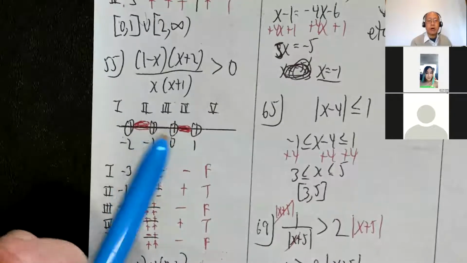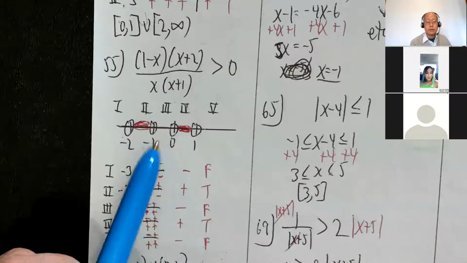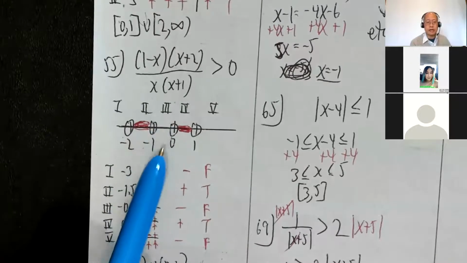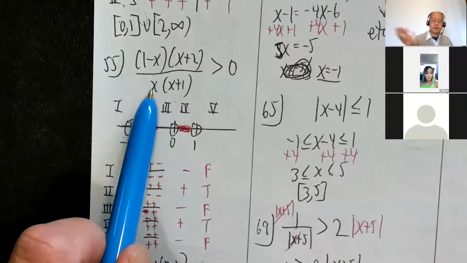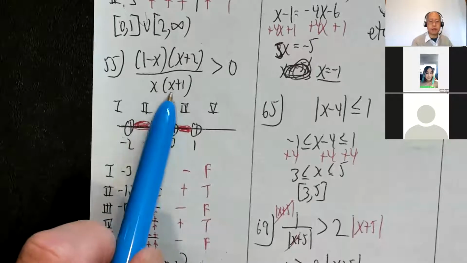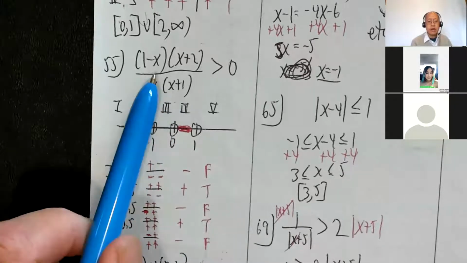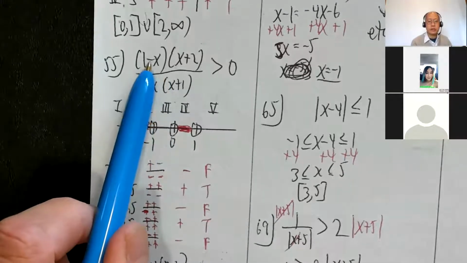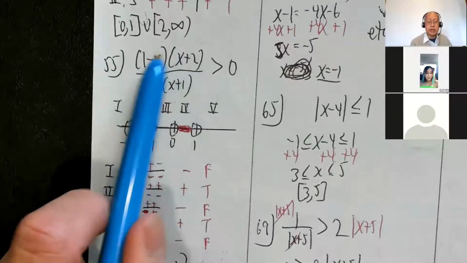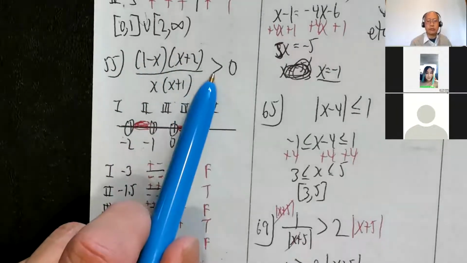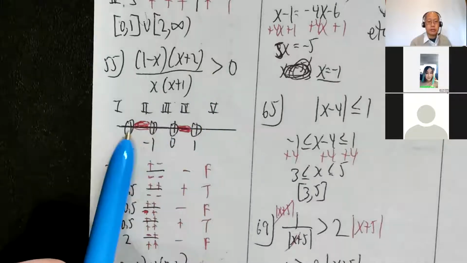Okay. They're all open because none of them will be true. Let's just say if I plug in 0, you're dividing by 0. If I plug in negative 1, you're dividing by 0. If I plug in 1, 1 minus 1 is 0. The left-hand side would be 0. It would say 0 is greater than 0, but that's false. Okay. So these are all going to be open.